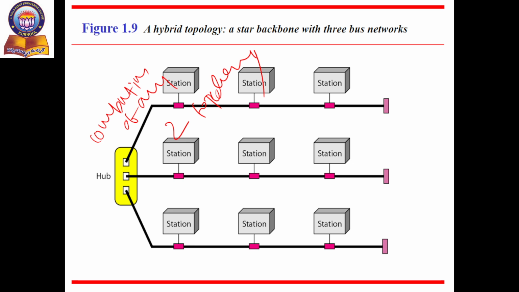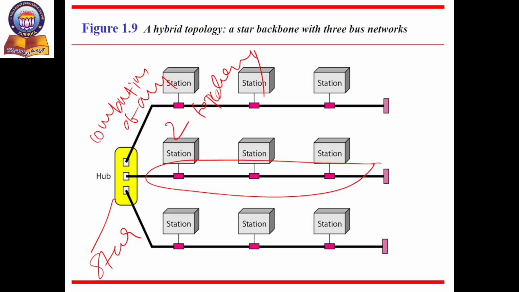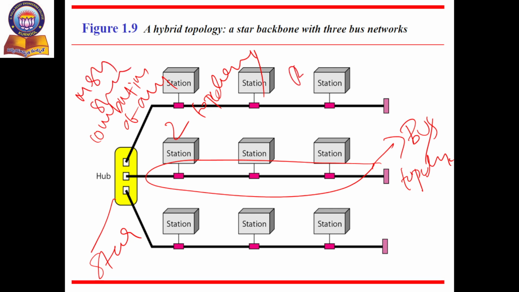Just observe the different types of topologies here. Hub means star topology, and the same one has a bus type of structure. This is a bus topology. So these are the different types of topologies which we use in networks. These are very important: mesh topology, star topology, bus topology, ring topology, and hybrid topology. These are very important inside the network.